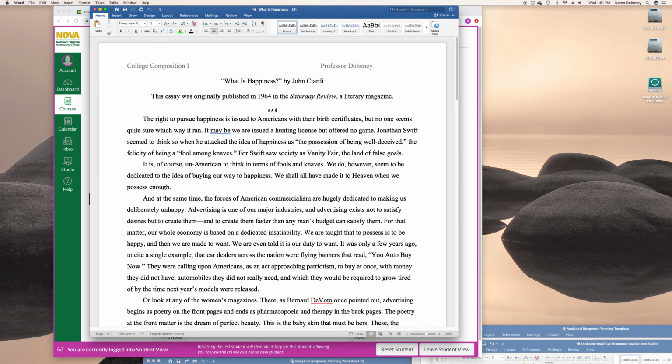Okay, so What is Happiness was originally published in 1964 in a literary magazine called the Saturday Review. Because it was published a long time ago, you're going to see some cultural references that you may not understand. Don't worry about it. You also may see some antiquated wording in this section that I also don't want you to worry about. You'll see in some more examples I'll have posted later for you guys to look at that this first paragraph really is his introduction.